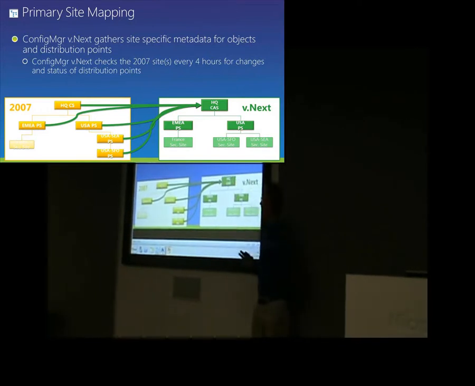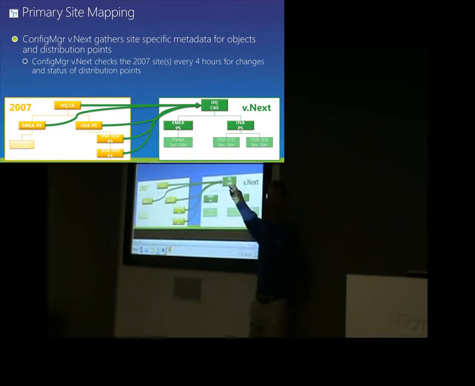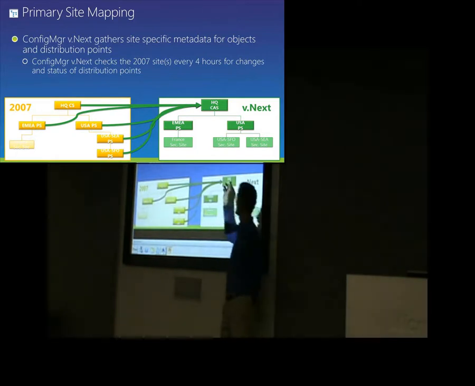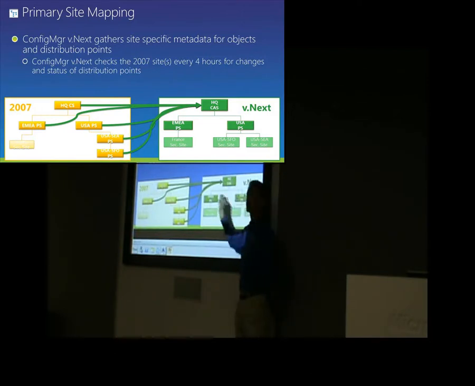A couple of the differences, however, you'll see in this presentation. In 2007, I can have clients assigned to my CAS. I cannot have clients assigned to your CAS, or to the central site, in VNext. No clients here. Your CAS has no MP, it has no DP, so it can't support any clients. So clients are always going to be assigned to the first tier primary site.